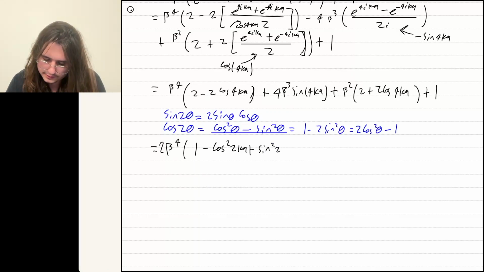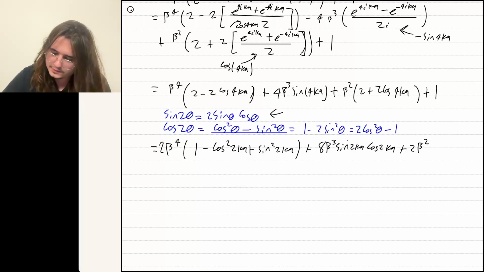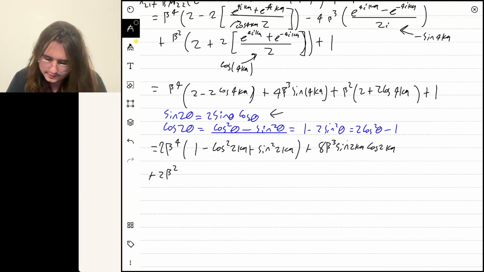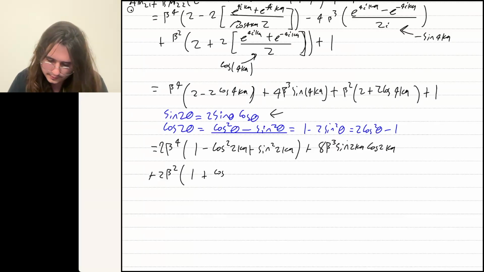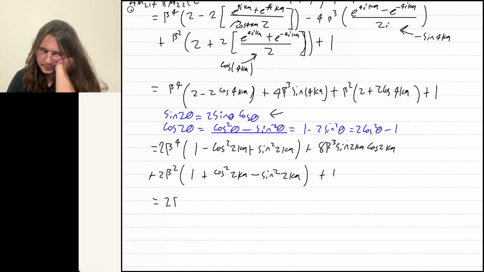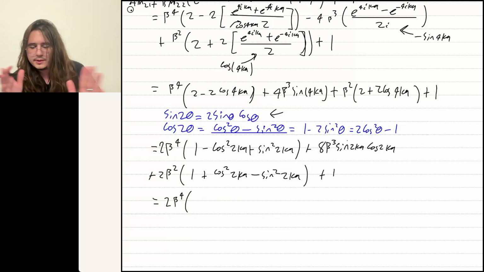plus sine squared 2Ka, plus 4 beta to the third sine, and I'm going to actually use this identity for that term, so it's going to be 8 beta cubed sine 2Ka cosine 2Ka, plus 2 beta squared. Let me move this term down here so I don't get crowded up. Times, oh no, times 1 plus cosine squared 2Ka minus sine squared 2Ka, all plus 1. Rightio, 2 beta fourth, 1 goes like cosine squared plus sine squared.